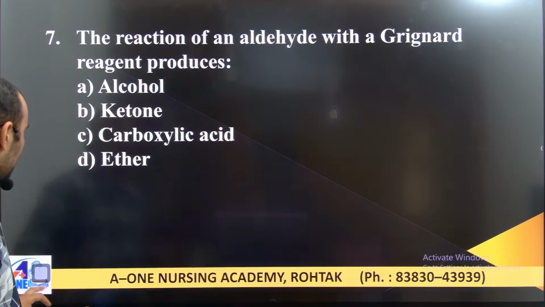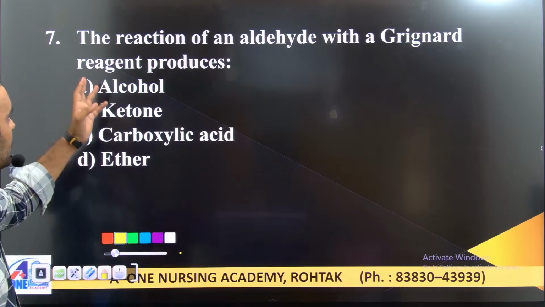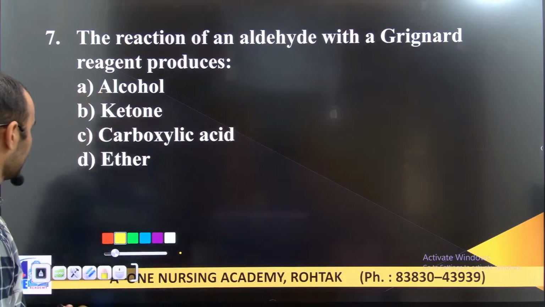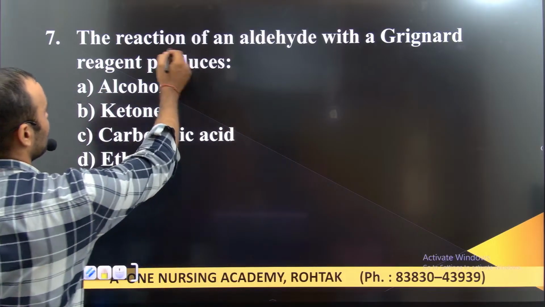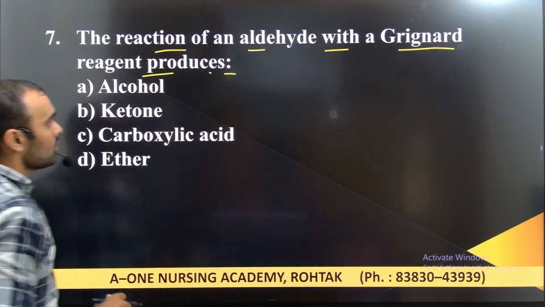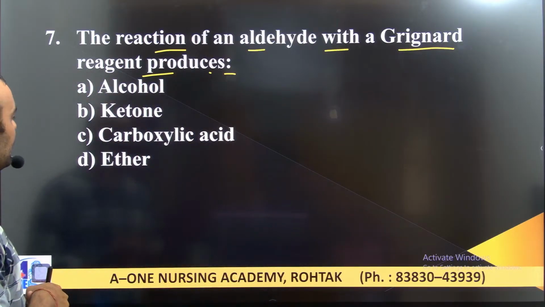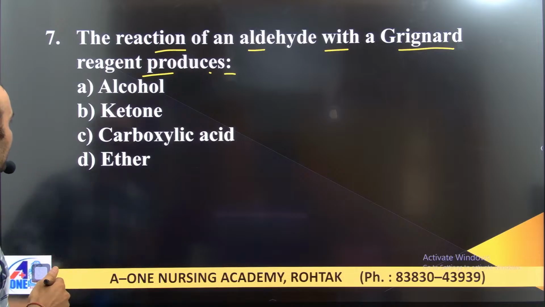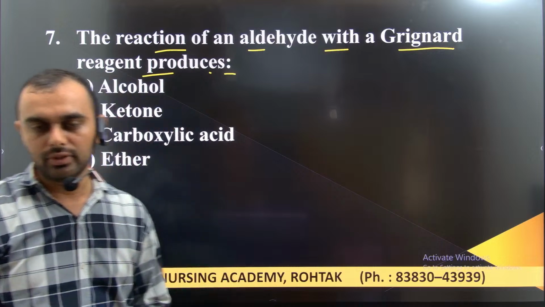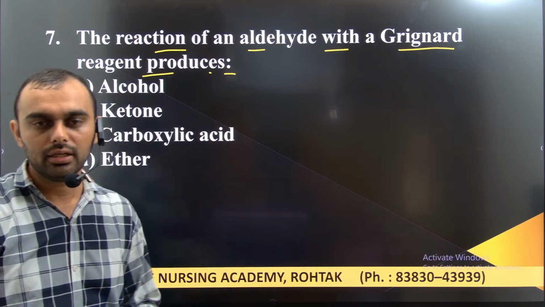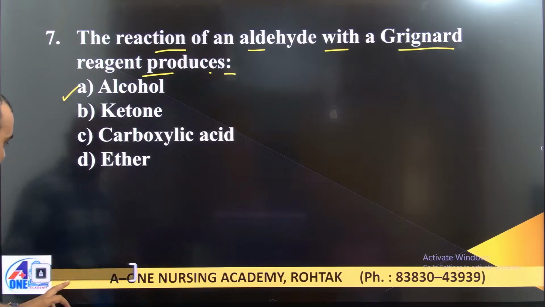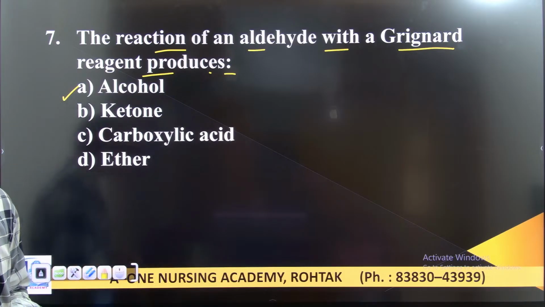Okay, so now we are looking at question number 7: the reaction of an aldehyde with a Grignard reagent produces what? While we are reacting an aldehyde with a Grignard reagent, we will get an alcohol as the product. So option A is the right choice.